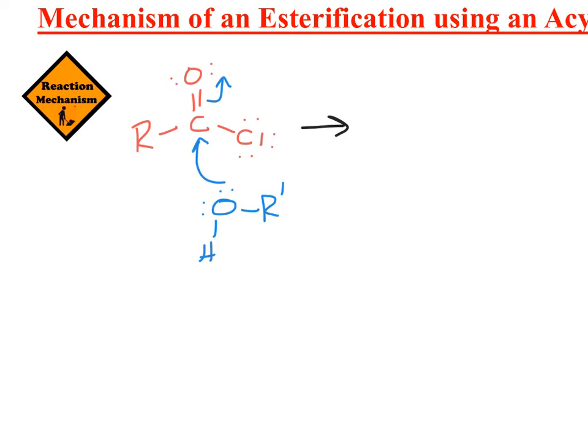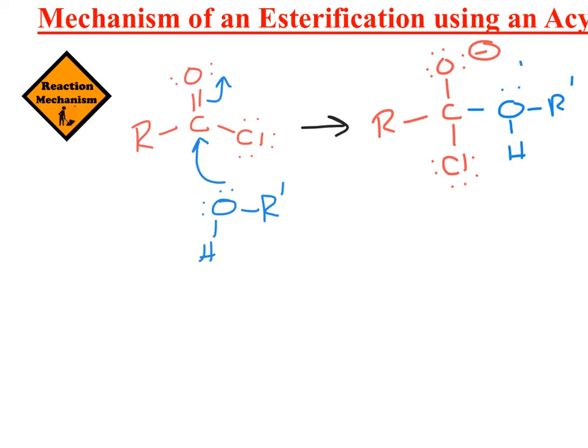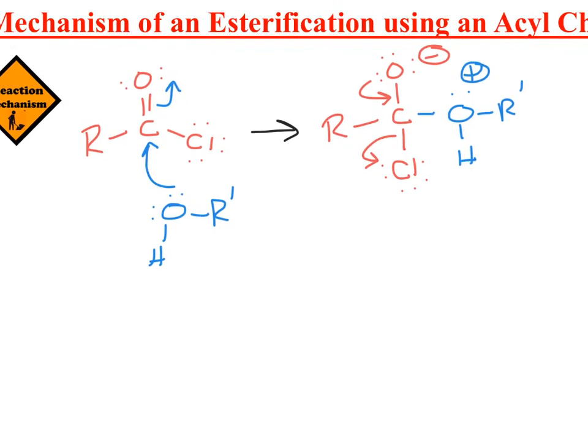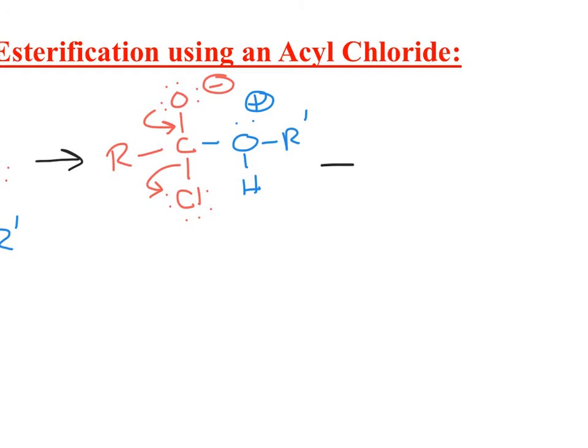We'll draw here: R, carbon, O minus, chlorine, and the oxygen of the alcohol that attacked, R prime, with a plus charge on that oxygen. Our tetrahedral intermediate is going to collapse at this point in time, kicking off the leaving group. In this case, it's chloride. That gives us the following.